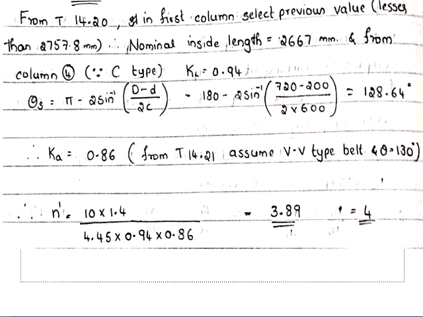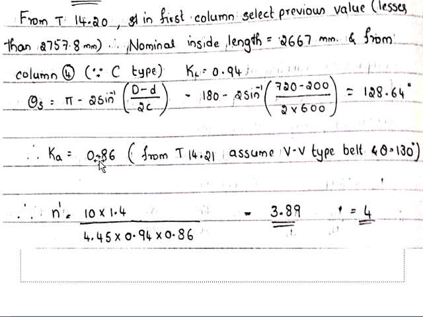After that, there are 5 columns given in front of that, column number 2, 3, 4, 5 and 6. You have to refer column number 4 because the selected belt type is C. Column number 2 corresponds to cross section A, column number 3 corresponds to B, column number 4 corresponds to C, 5 to D and 6 corresponds to E. So in the previous step we selected C type. Therefore, KL value from column number 4, you are getting KL value as 0.94.